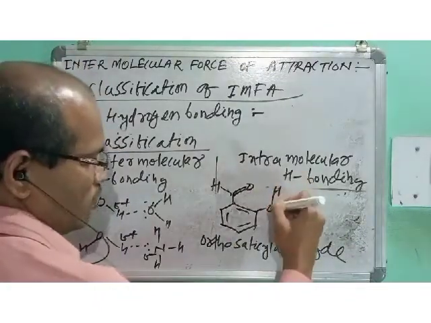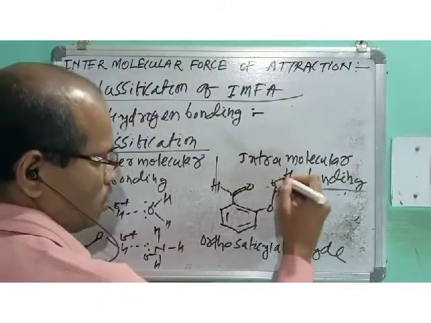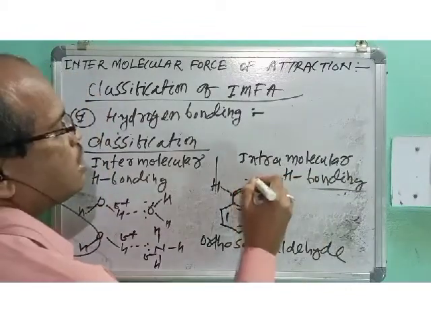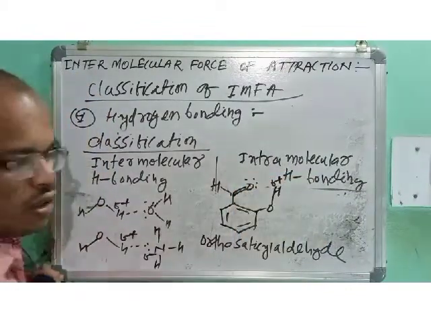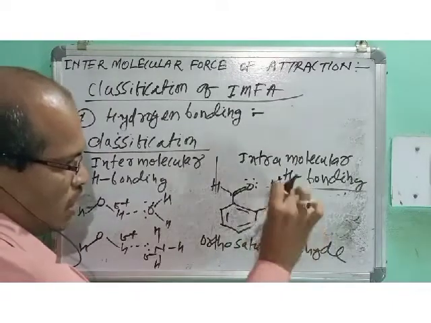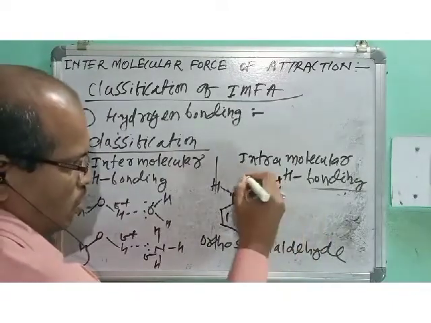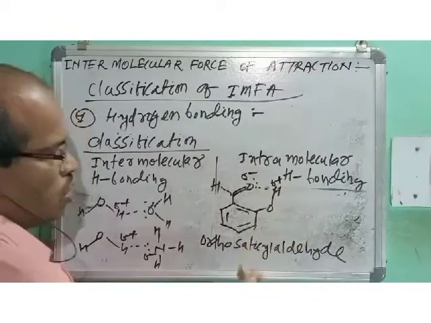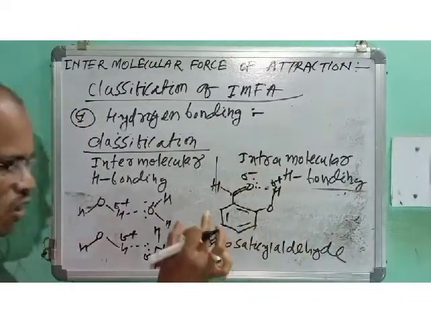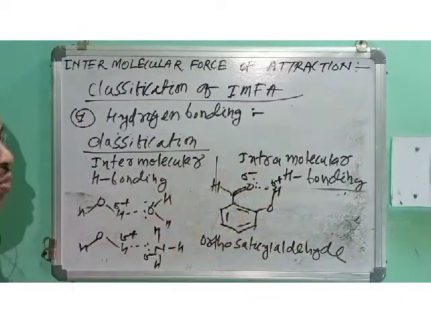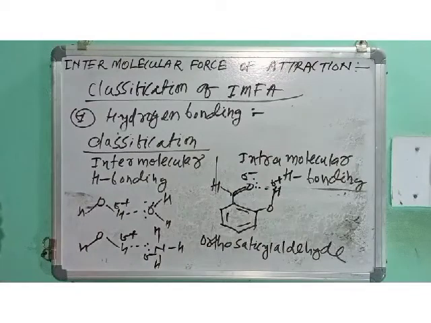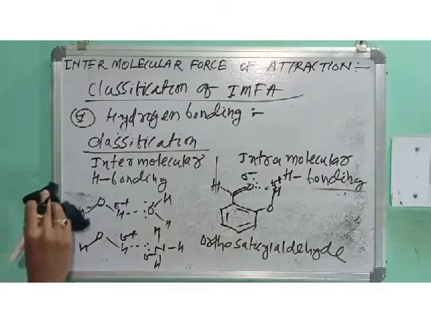Here the hydrogen is bonded to a more electronegative oxygen, so it is electron deficient, and this oxygen contains more electrons and lone pairs. So we can see the force of attraction, that is electrostatic force of attraction, between this oxygen and hydrogen. So here the hydrogen bond occurs within the same molecule. So that is intramolecular hydrogen bonding. So two types of hydrogen bonding, inter and intramolecular hydrogen bonding. This is the classification.